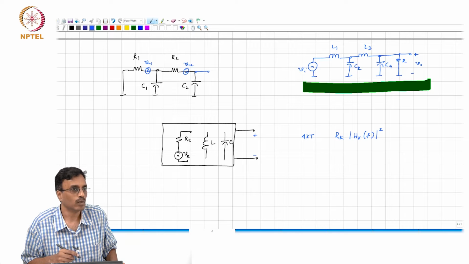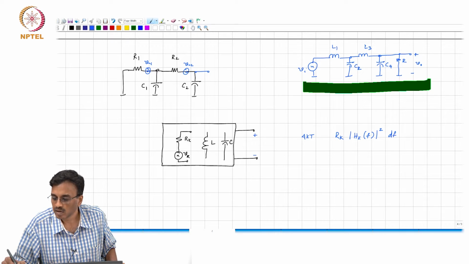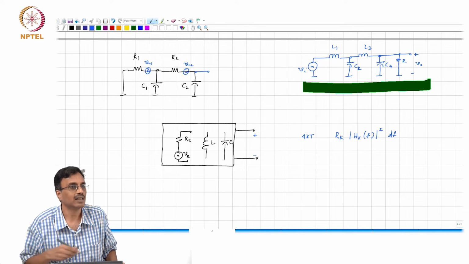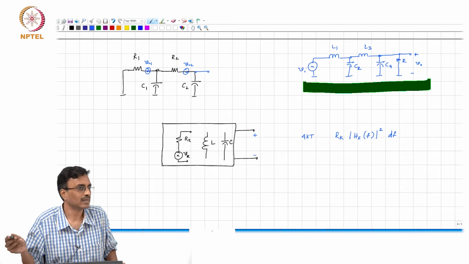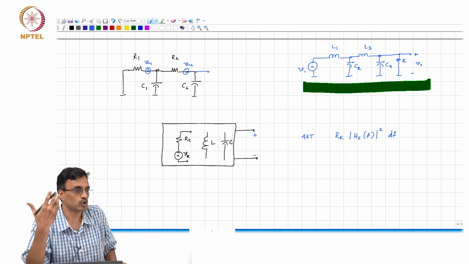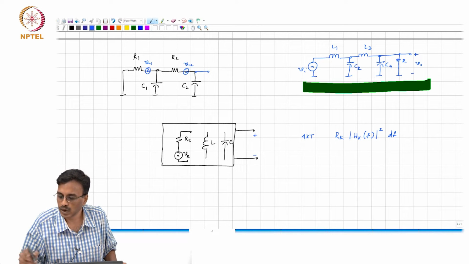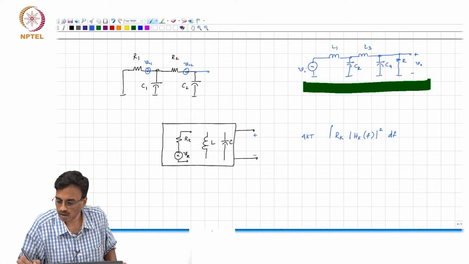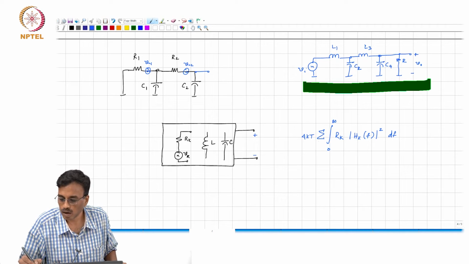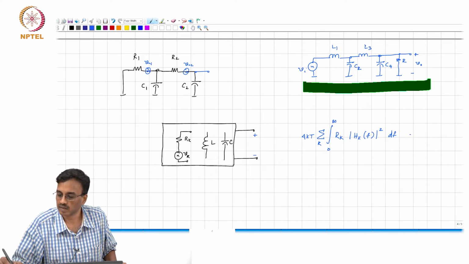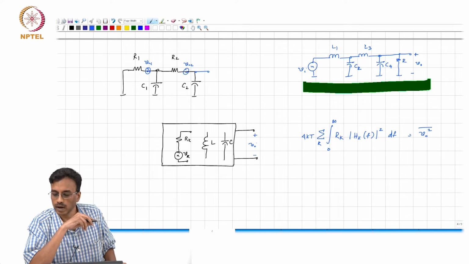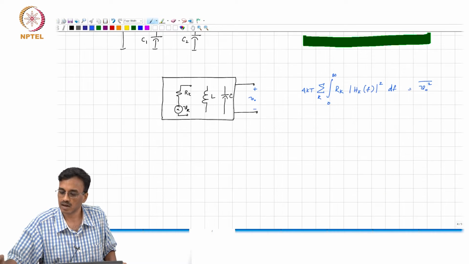And what are we going to do? What do we need to do? Of course, we need to sum over all of them, or you integrate this. If we are interested in finding the total integrated noise, what are we supposed to do? You integrate this from 0 to infinity and sum over k; this is the mean square noise. Is this clear? Okay.